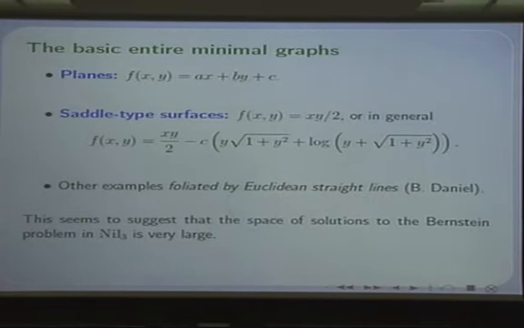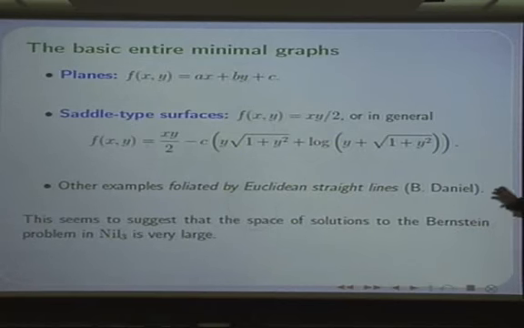So one starts to believe that the space of solutions to this Bernstein problem should be very large, and that only these examples were known basically because you need to solve a difficult partial differential equation, and so you are not expected to have a lot of explicit solutions.